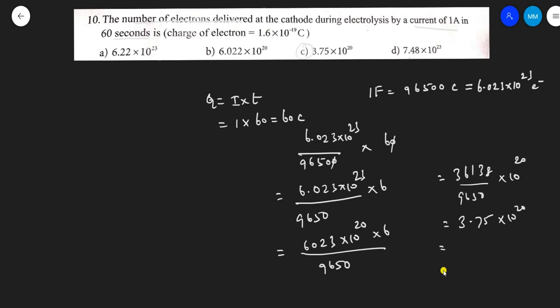Okay. The concept is 1 Faraday of electrons displaces 6.023 into 10 to the power of 23. Therefore 60 coulomb of current. The 60 coulomb is obtained by multiplying 1 ampere into 60. Clear? Question number 11. Which of the following electrolytic solutions has the least specific conductance? The concept is that specific conductance and concentration are directly proportional.